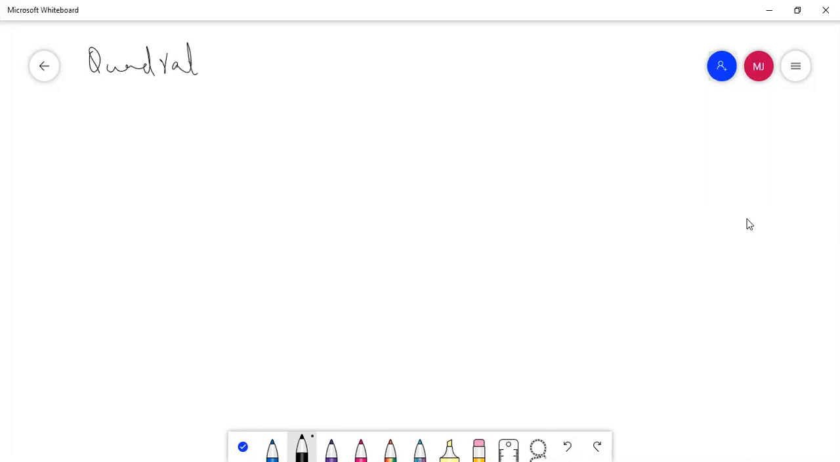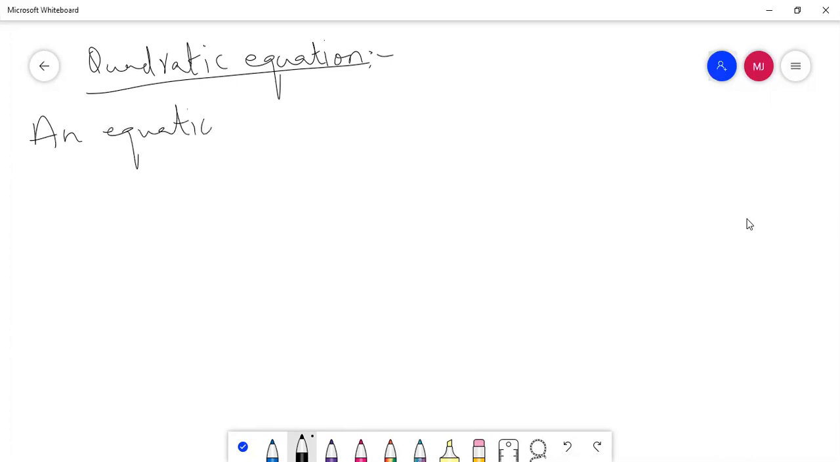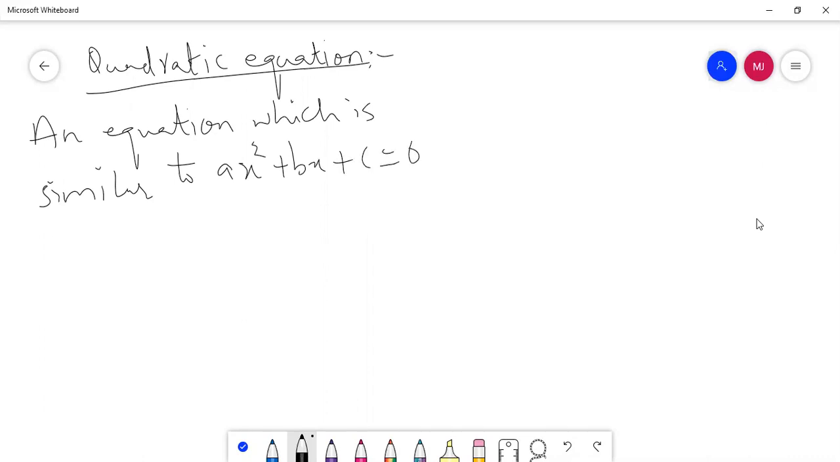Quadratic equation. And we can define it as an equation which is similar to ax square plus bx plus c is equal to 0 is known as quadratic equation.